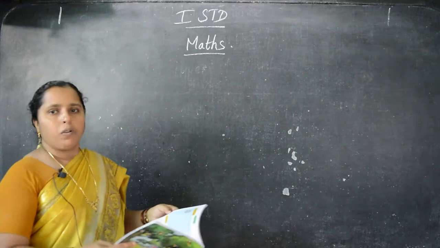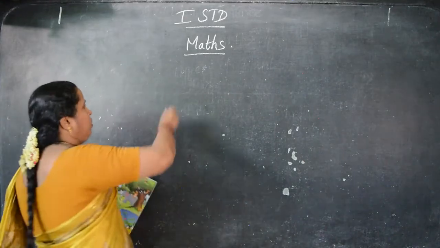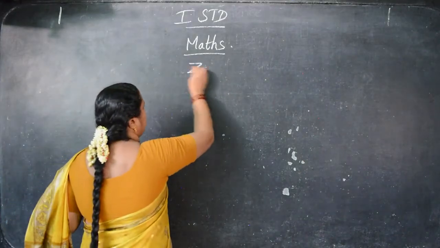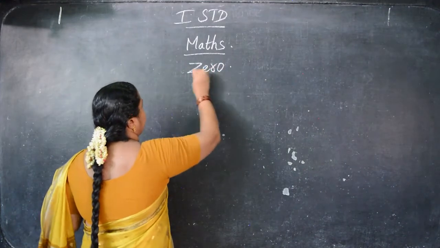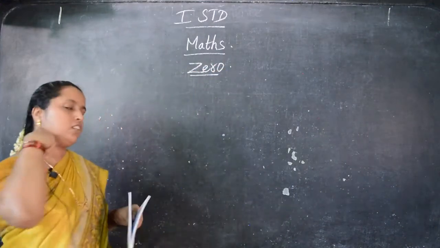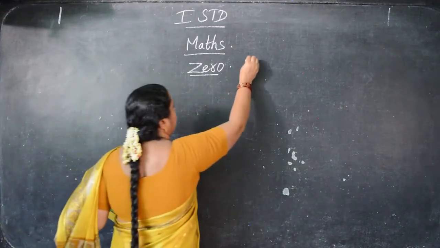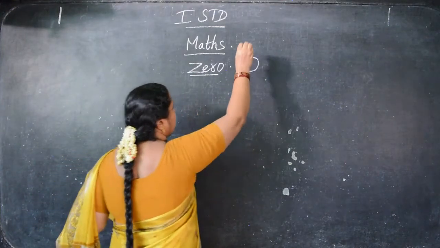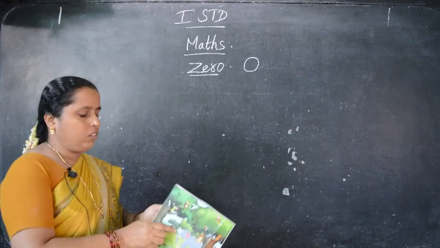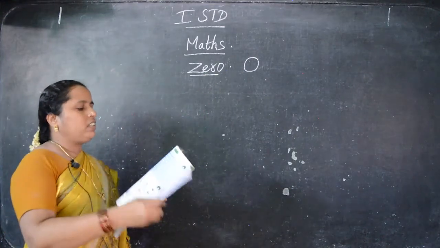Now, zero. What is that? Zero. What is meant by zero? Zero means nothing, only zero. How do you write zero? Like this only. We wrote zero. Okay. So here is one song.